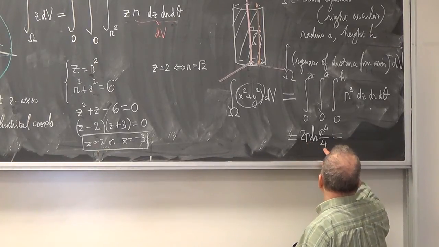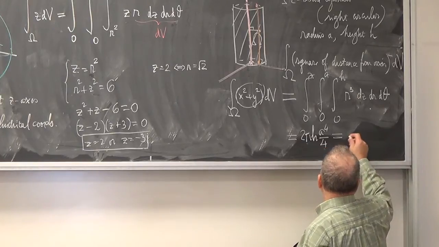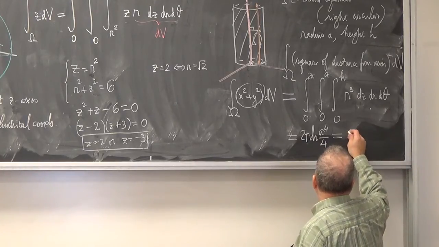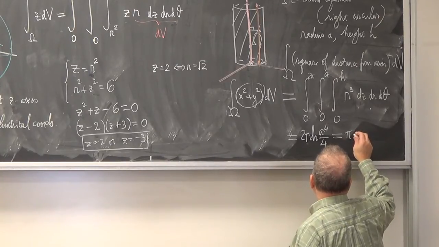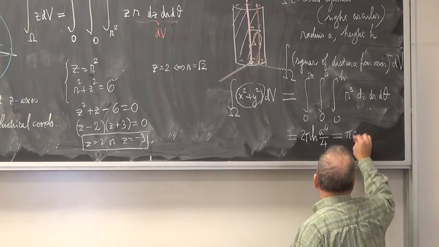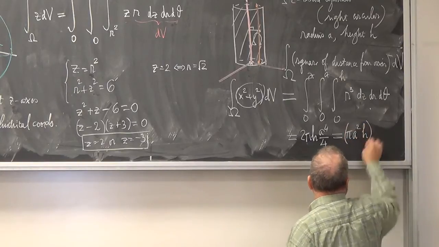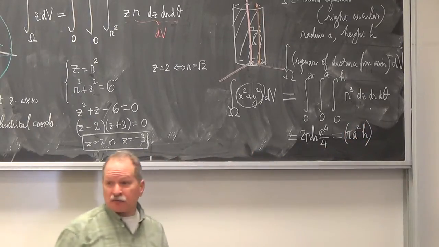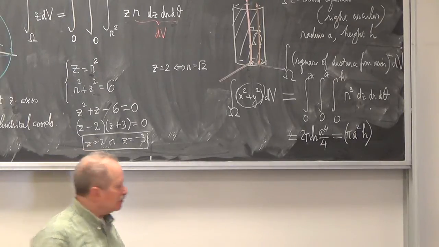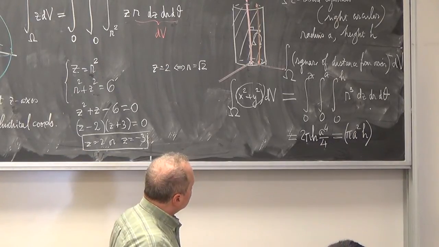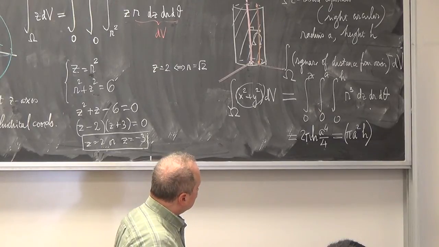So I have pi over 2, and I'm actually going to write it this way for reasons that you will see on Friday. I'm going to take the volume, which is pi a squared h, factor it out, and what's left? a squared over 2.